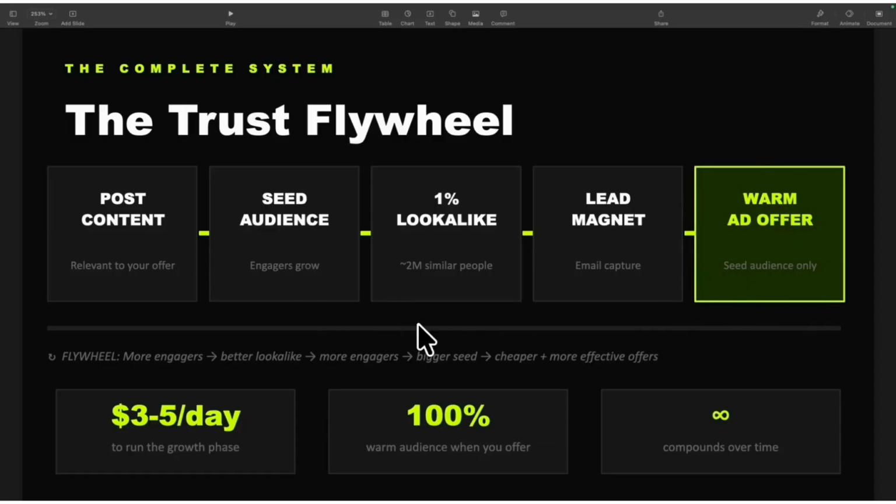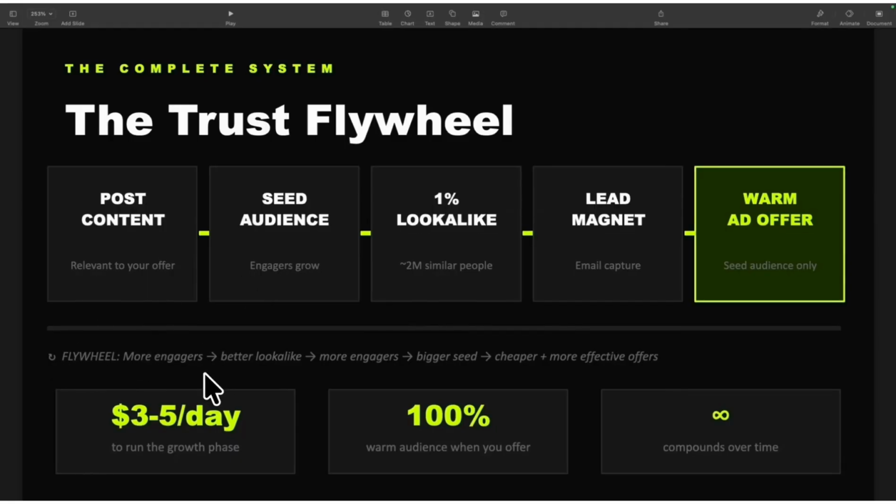You make offers only to your seed audience, right? So as this grows, because you're getting people from the 1% lookalike audience to engage, because these are people that are most likely to engage with your content, you're only going to be making that offer to this audience right here. No strangers are going to see you ask them for money. You'll only be asking for money from people that are already familiar with the value that you can deliver.